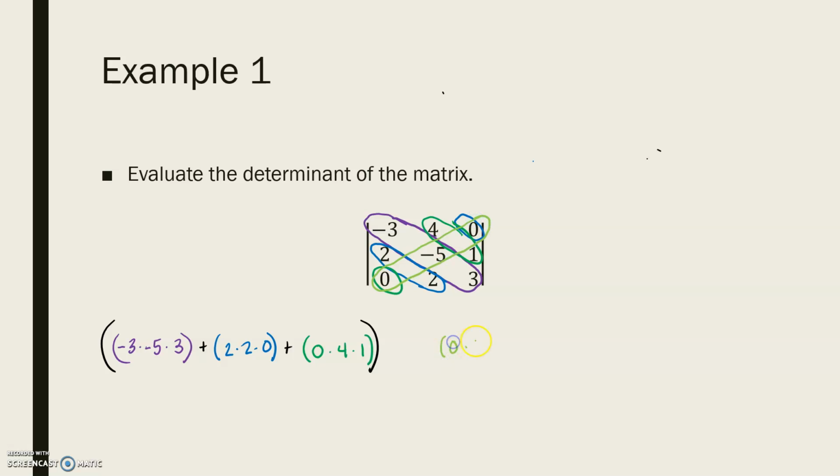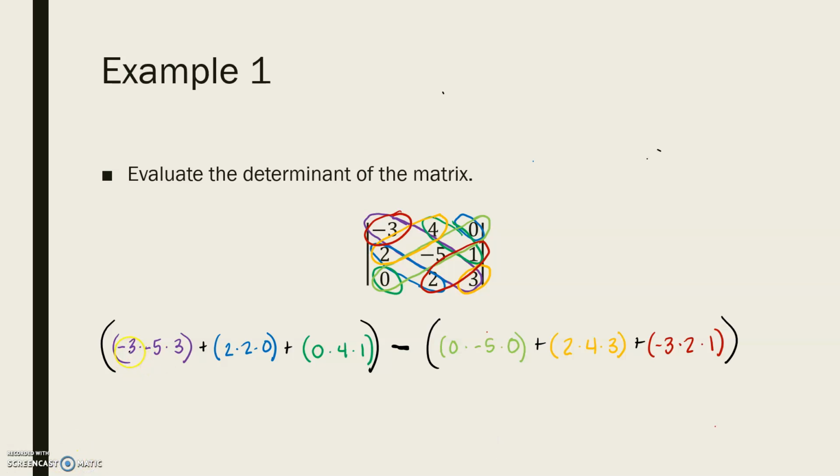And that's going to give me 0 times -5 times 0. Then I'm going to have 2 times 4 times 3. And then finally, I have -3 times 2 times 1. All right, so pluses in the middle, and then remember, big old minus sign in between the two big sets of parentheses. So let's do some simplifying here.